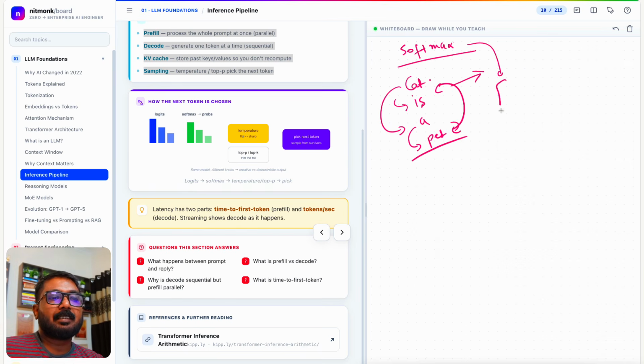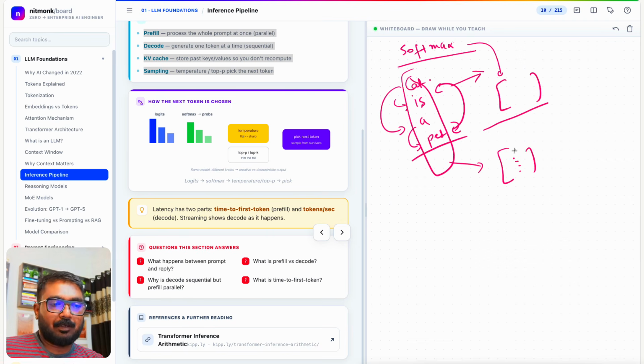And once we do softmax, we do that for all these different words. If we try to add all the similarities, it will come to, let's say, 1, for example. That's why we do the softmax. That's how the inference pipeline works.